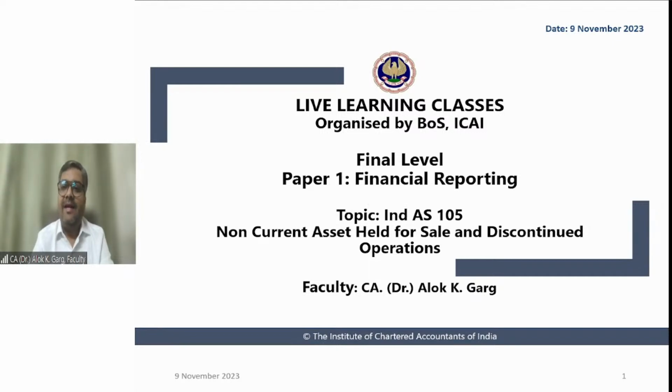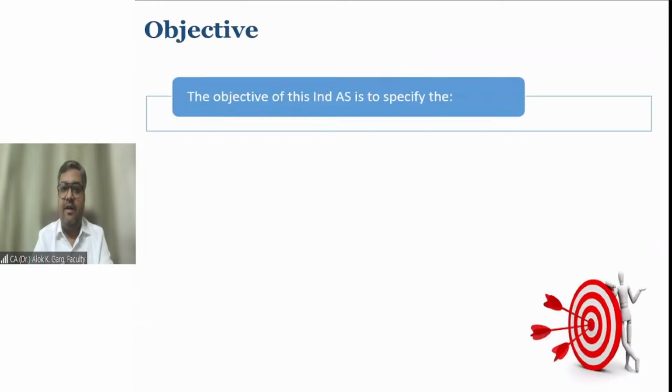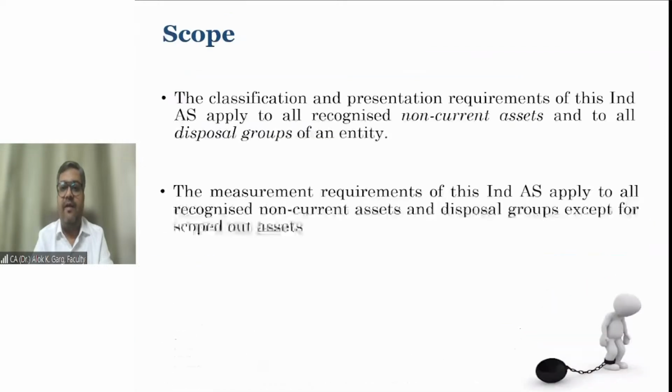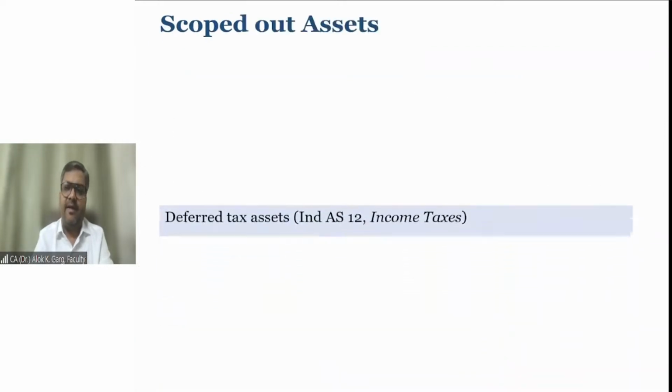Friends, if the asset remains unsold on the reporting date, in that case, it will again be subsequently measured at fair value less cost to sell. It will again be subsequently measured at fair value less cost to sell, right?